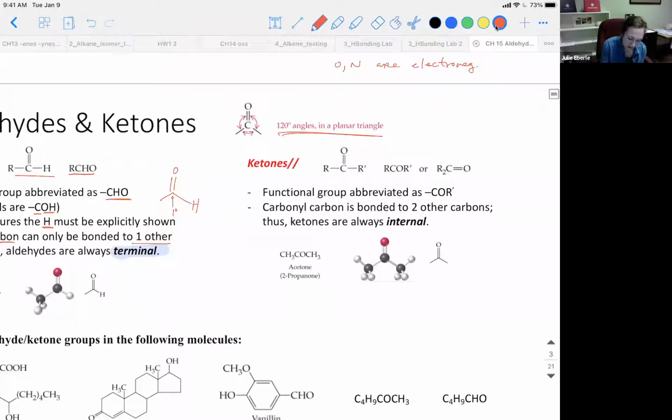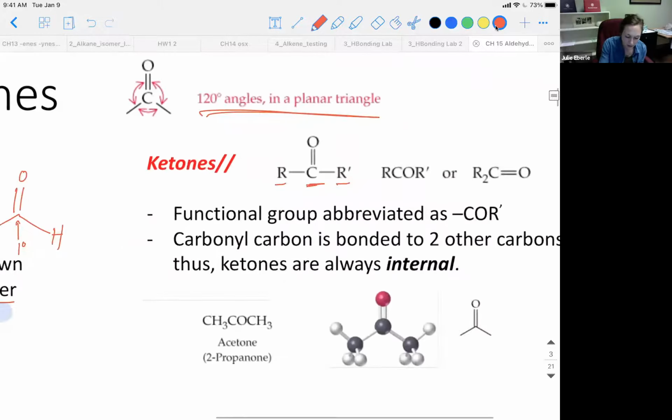Ketones are internal, okay? This is the carbonyl carbon, and it is bonded to a carbon on the left-hand side, and a carbon on the right-hand side. And those are not necessarily identical groups. So that's why we put this little prime sign right here. We say R and R prime, just indicating we have two different carbon groups. They don't have to be the same, they can be different. You could have a methyl on one side, an ethyl group on another. I mean, the possibilities are endless.